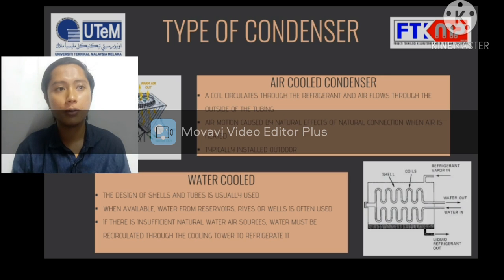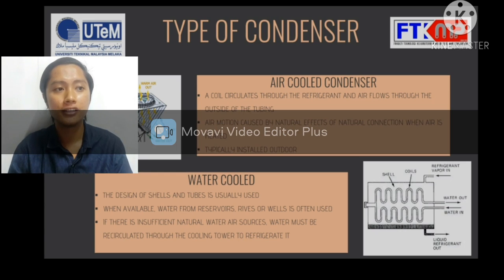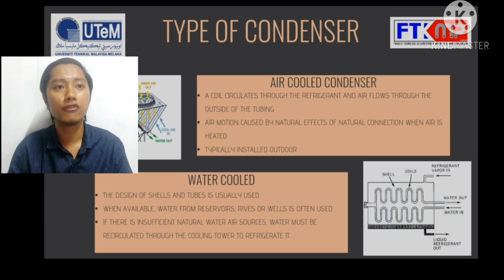Next, I will walk through the water-cooled condenser. The design of shell and tube is usually used in water-cooled condensers. When available, water from reservoirs, rivers, or wells is often used. If there is insufficient natural water as a source, water must be recirculated through a cooling tower to cool it. For the operation, the condenser is the system component responsible for rejecting system heat. The condenser rejects both latent and sensible heat.